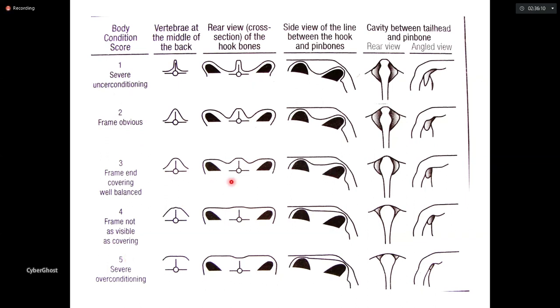So this is the back side of the bone, right? This is the hip bones, right? This is the side, right? Pin bones, right? The tail view, right? The side angle view. You can see it, right? So based on these factors, these observations, right?